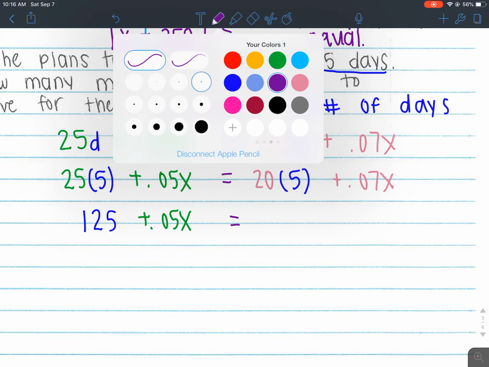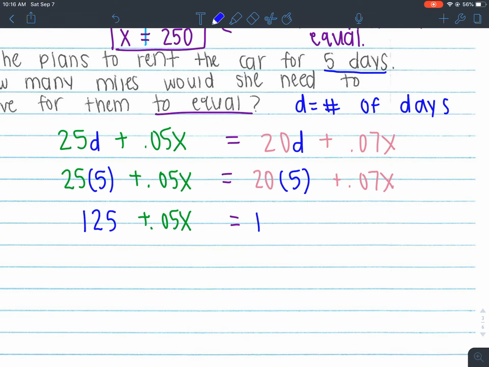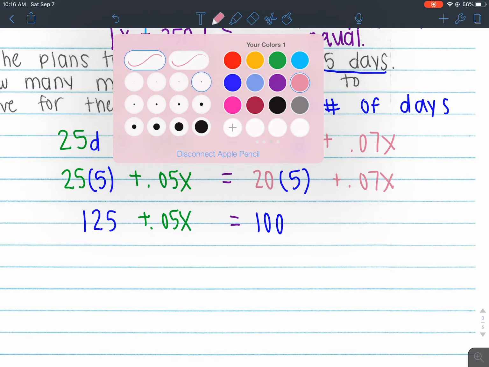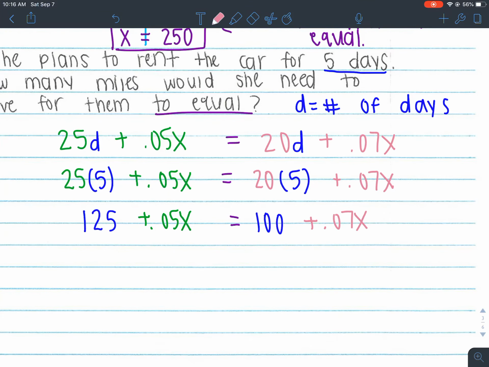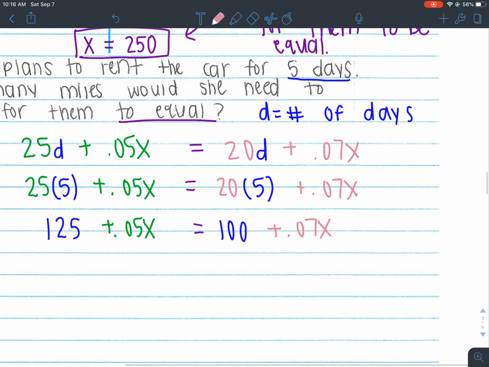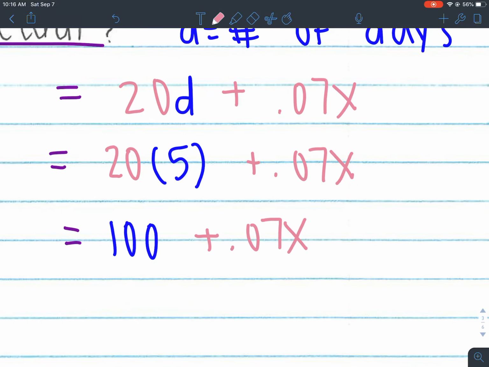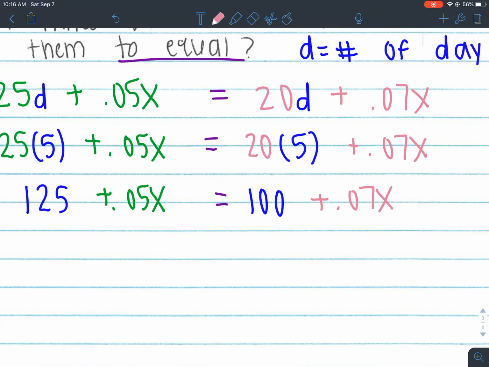equals, and then 20 times 5 is 100 plus 0.07x. So the miles for the green company, I'm still getting charged 5 cents a mile over here. But instead of $25, it's going to charge me $125 because I've asked for 5 days. Same thing with the pink company. I have $20 a day and 7 cents per mile still, but since I'm going for 5 days, I now have $100 that I'm going to be charged.